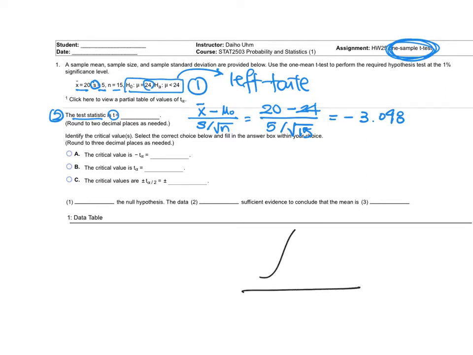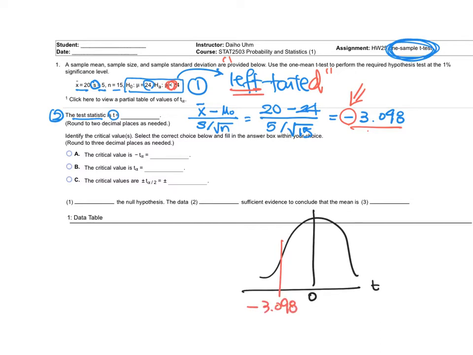Okay, so now we have the t distribution. It looks like the standard normal distribution with the mean 0, and the test statistic is a negative. You know, when we have a less than statement in alternative hypothesis, that means when we have a left tail, most of the time we have a negative test statistic. So here's a negative 3.098.